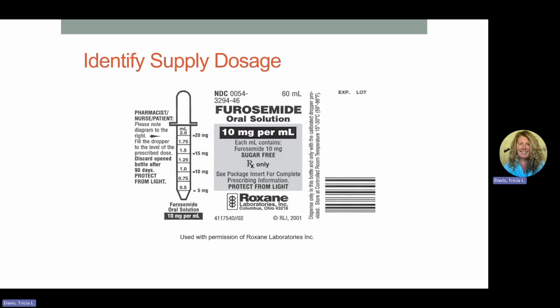All right, here we want to be able to identify the supply dose. Okay, this is going to be both the dosage and the form. So the dosage per tablet or the dosage per mL. So what does this mean? If I see this label and it were to say 10 milligrams per tablet, that would mean that every tablet that I take out of the container is going to be the equivalent of 10 milligrams.